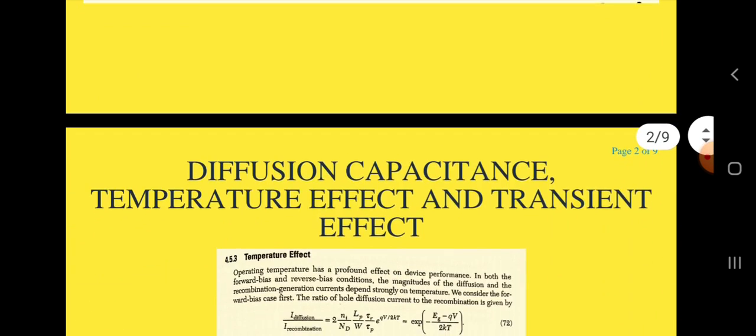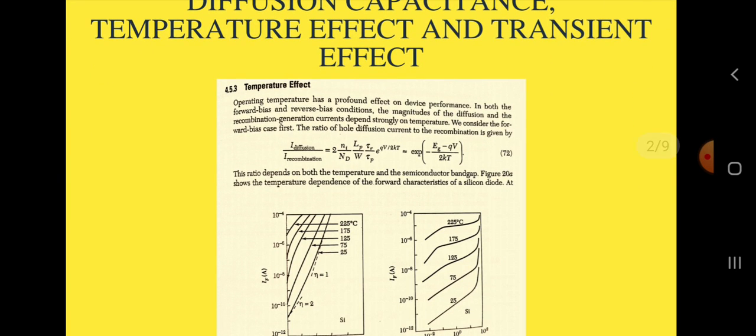The lower figure shows the ratio dependence on both the temperature and semiconductor band gap. This figure shows the temperature dependence of the forward characteristics of the silicon diode at room temperature. For a small forward voltage, the recombination current generally dominates, whereas for higher forward voltages, the diffusion current dominates. At a given forward bias, as the temperature increases, the diffusion current will increase more rapidly than the recombination current. Therefore, the ideal diode equation will be followed over a wide range of forward biases as the temperature increases.